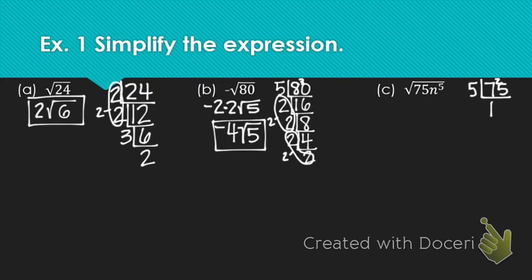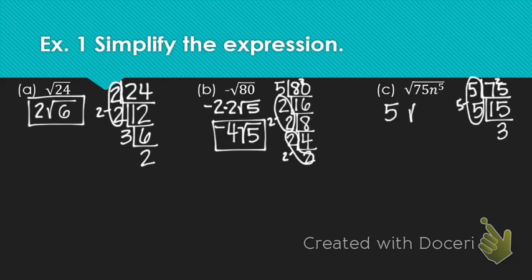5 goes into 25 how many times? 5 times. What prime number goes into 15? 5. How many times? 3. 3 is prime, so we stop dividing. Do we have any pairs? Yeah. What is our pair? 5. We got a pair of 5s, and it becomes a 5. So that is what is outside the radical.